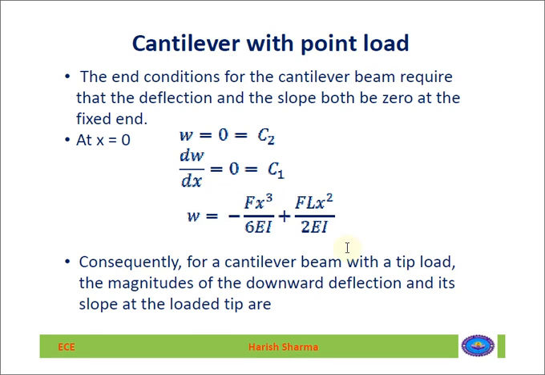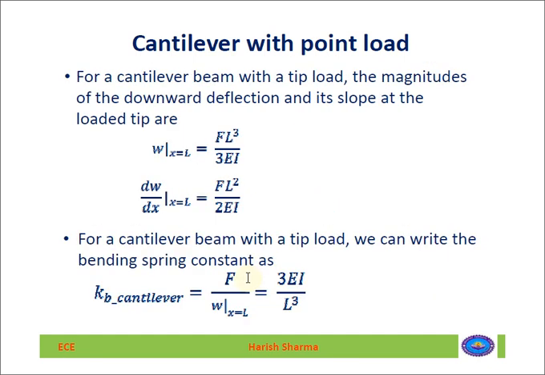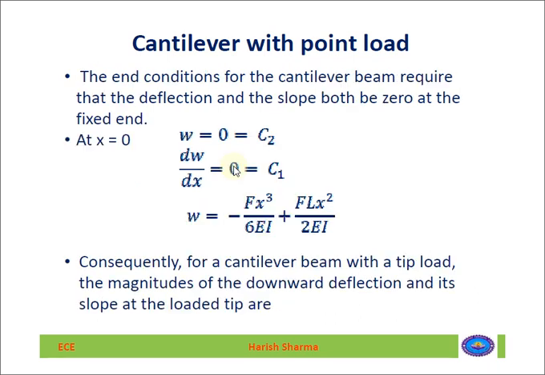Consequently, for the cantilever beam with the tip load, the magnitude of the downward deflection and its slope at the loaded tip are given by these equations. For the deflection at the last point, that is x equal to L, putting the value x equal to L in the previous equation, we get w equal to F L cube by 3 EI.